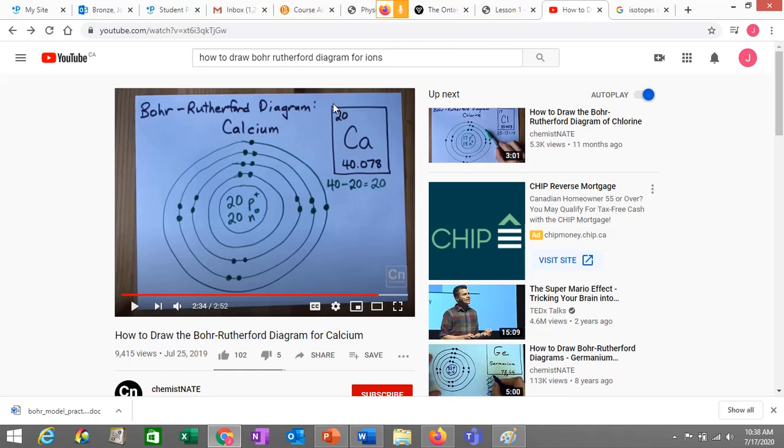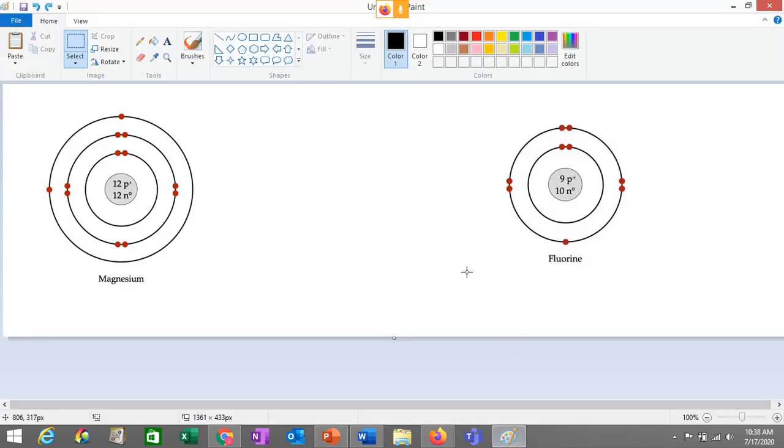Okay, one last thing I want to go over with you is what if you're not drawing an atom, but what if you're drawing an ion? So what if instead of calcium, it's calcium 2+, or something like that? What I'm going to do is show you how to create ions with 2 examples. One with a metal that's going to create a positive ion, and one with a non-metal that's going to create a negative ion. So let's just assume that you followed that video and you're able to draw the basic Bohr-Rutherford diagram like was done in the video.